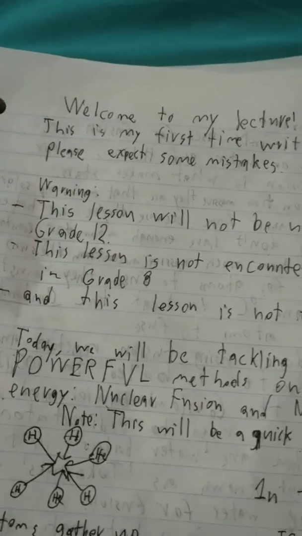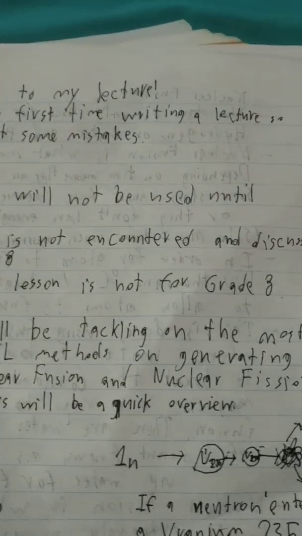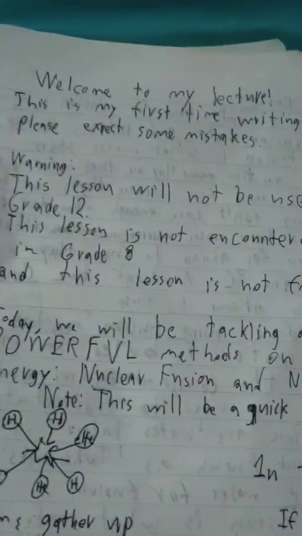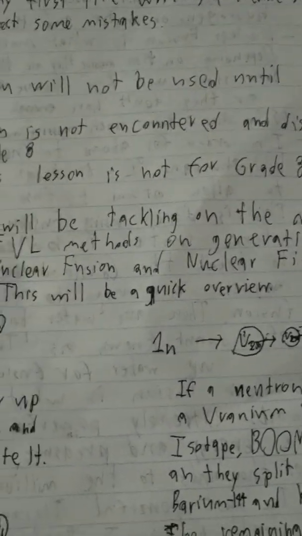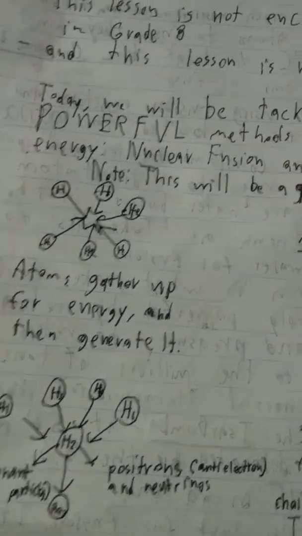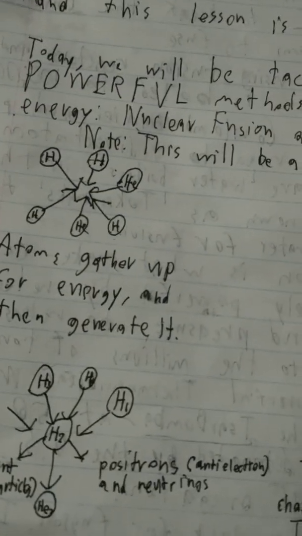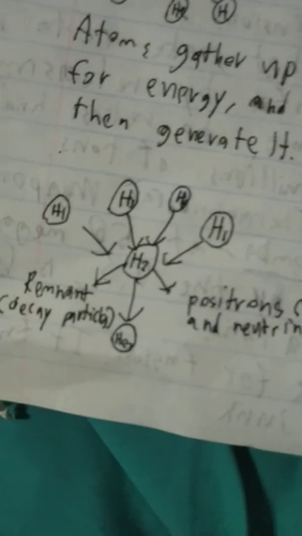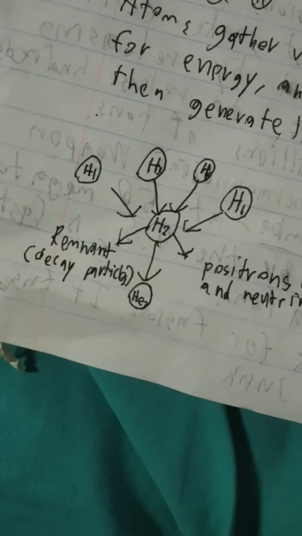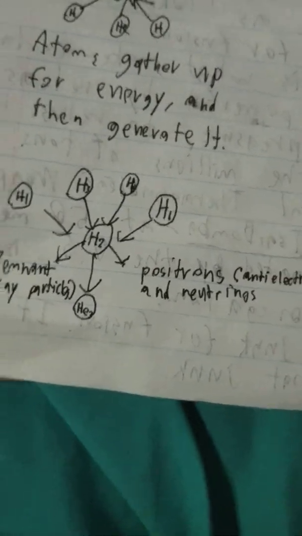So, today we'll be discussing the most powerful forms of generation of energy known as nuclear fusion and nuclear fission. This will only be a quick overview. As you can see on this figure over here, atoms, mainly hydrogen and helium atoms, seem to gather up in order to generate the energy. And they also leave remnants such as decay particles, positrons, and neutrinos, which we should tackle later on, which we likely may no longer meet anymore.